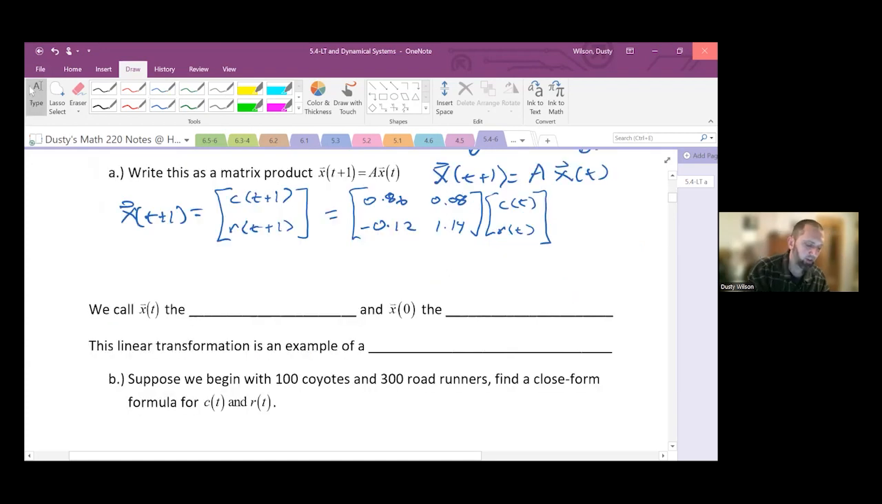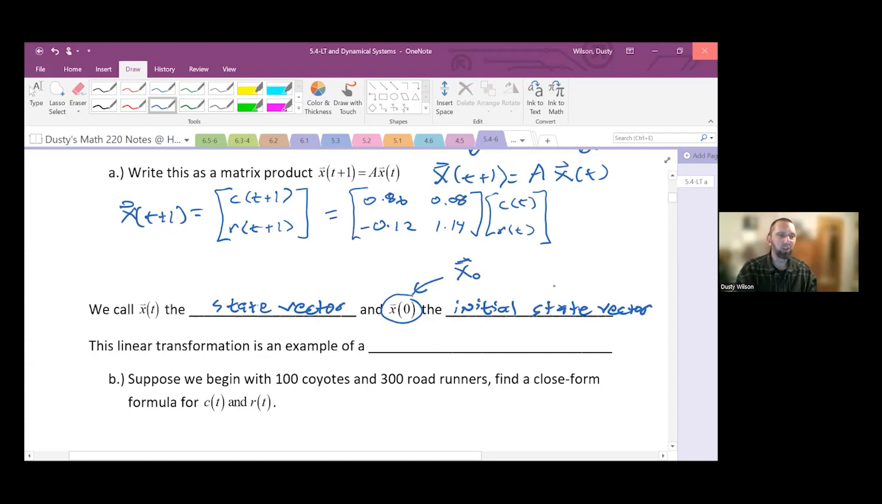We call this vector X of t the state vector because it gives us the state of the system at time equals t, and we call X of 0 the initial state vector. Notice that sometimes instead of writing X of 0, we will just simply write X naught.